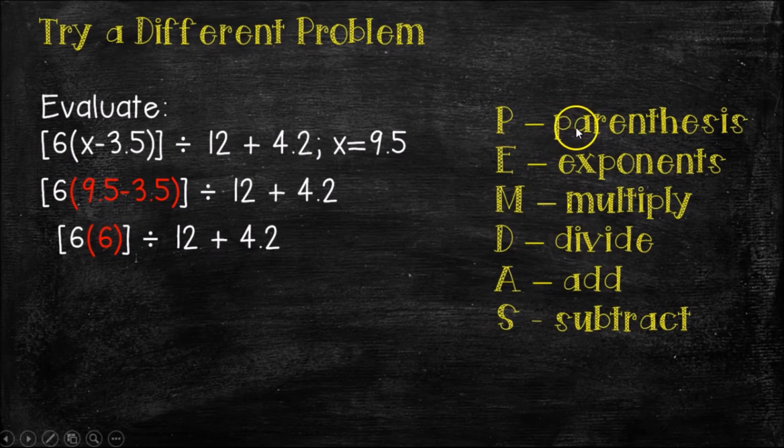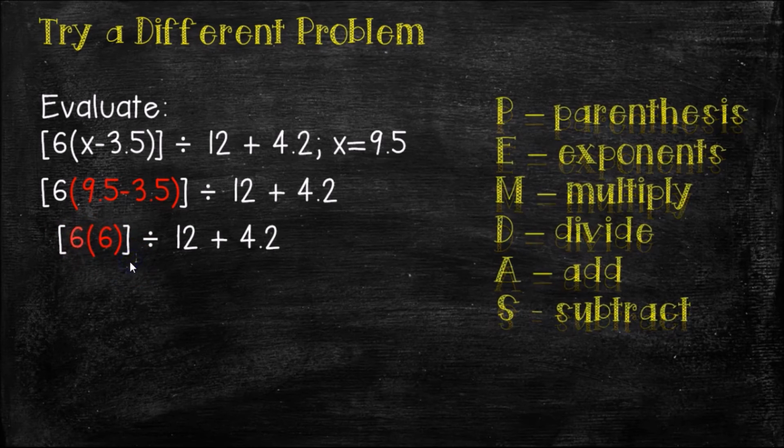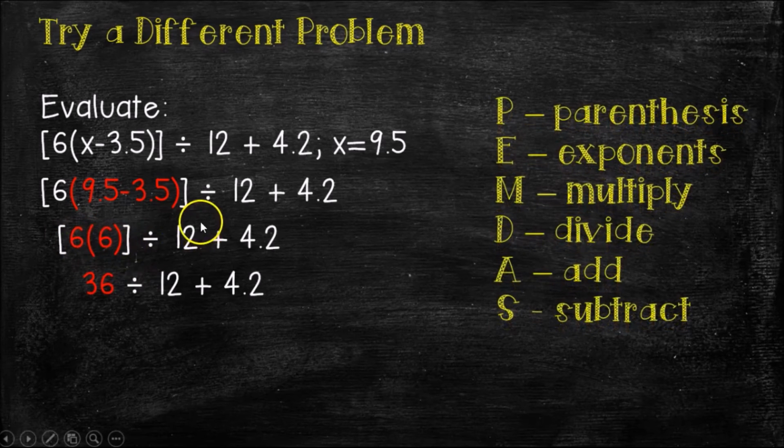So now what do we do next? Do we have any more parentheses? Well, here we do, but remember the reason that the parentheses are backed up next to the number is because when we have expressions like this, if we use x, it might get confused as being a variable instead of multiplying. So 6 parentheses 6 means that we're multiplying. But no matter what, we're doing what's inside of this bracket first. So 6 times 6 is 36. Then we'll bring down the rest of the expression.